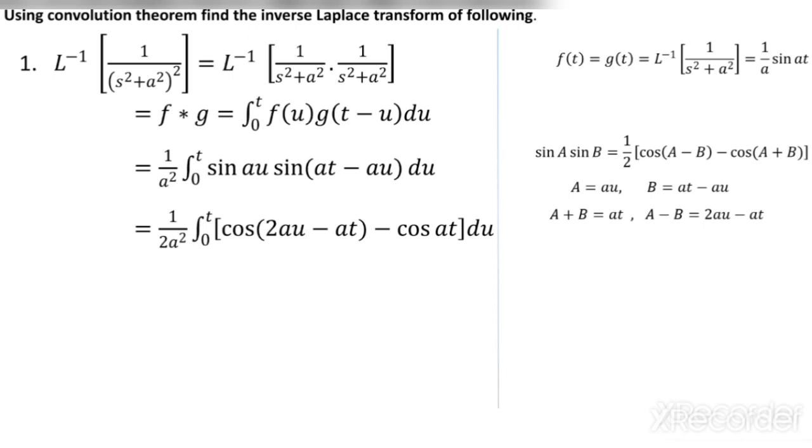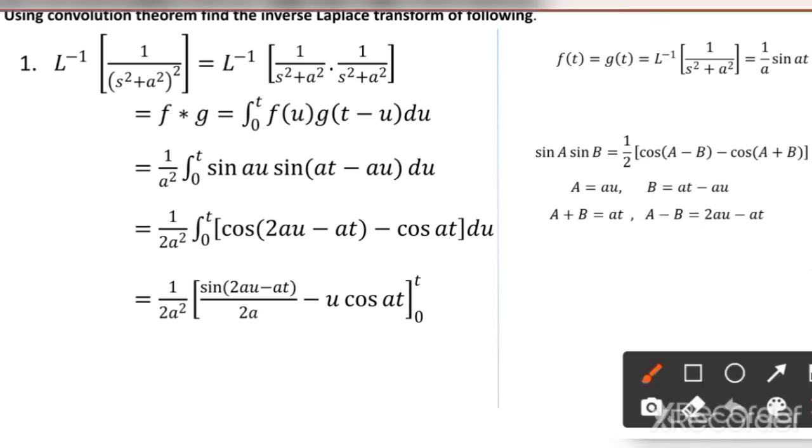So what is the integral of cos? We know that it is sine. So I have the integral of cos(2au minus at), so that is sine(2au minus at). But remember, you have integrated this with respect to u, so that's why the coefficient of u is 2a. So what about the second term, integral of cos at?